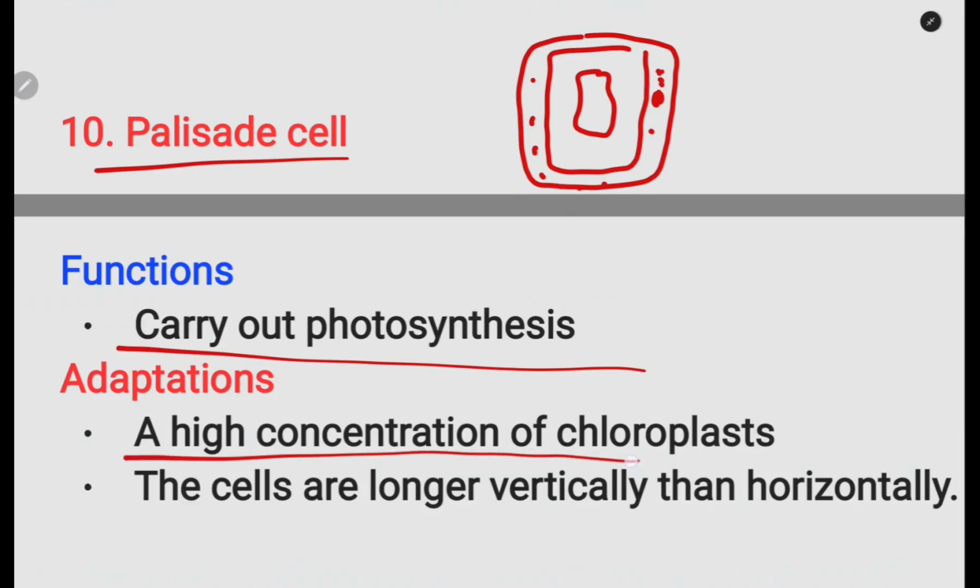Adaptations: they have a high concentration of chloroplasts, so they have a lot of chloroplasts to trap the light energy needed for photosynthesis. Then their cells are longer vertically than horizontally, and this allows chloroplasts to migrate up or downward as the light intensity changes, so that they are not damaged by excessive light. That is the reason why they are longer vertically than horizontally. So these are some of the adaptations of the palisade cells.